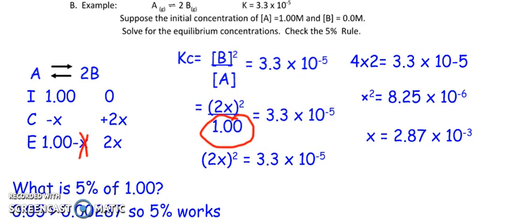Ik ben zeer vrolijk. All right, see how easy the math was when you compared it to what we did in the prior two problems? That's what the simplification does.